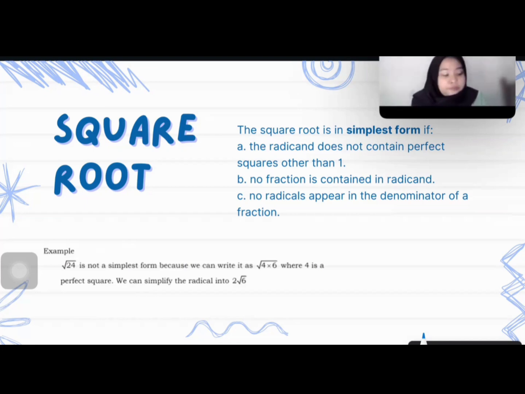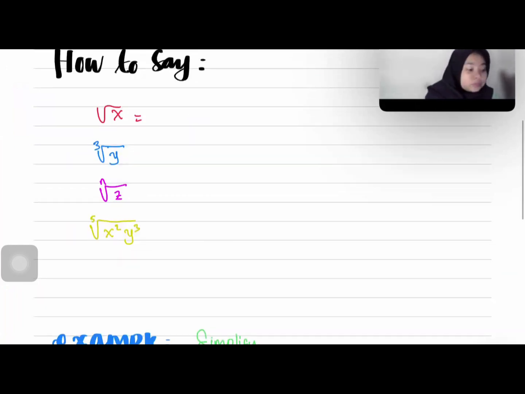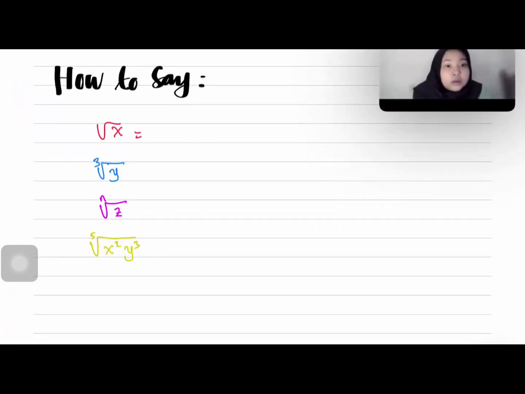For the example here, the root of 24 is not in simple form because we can write it as 4 times 6, where 4 is a perfect square. We can simplify the radical into 2 times the root of 6. Now we have discussed how to simplify radicals. Now let's see how to say radicals, with examples like this.